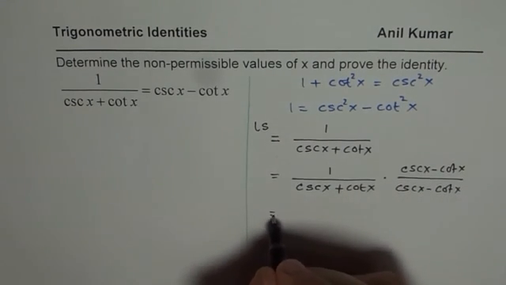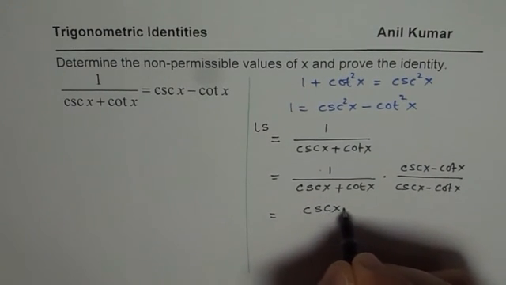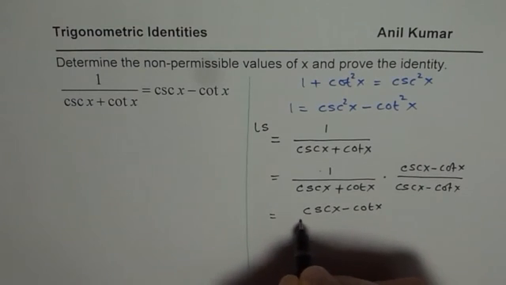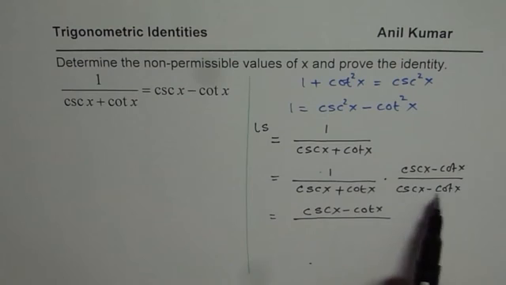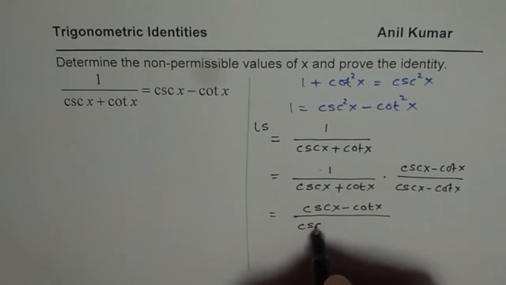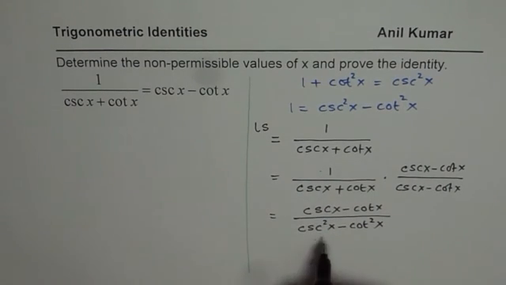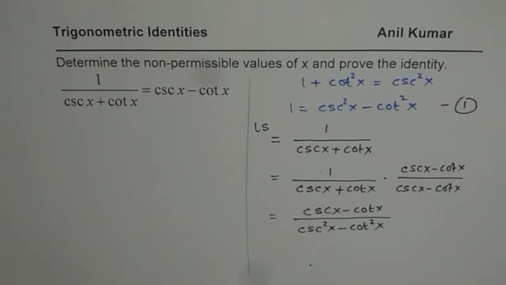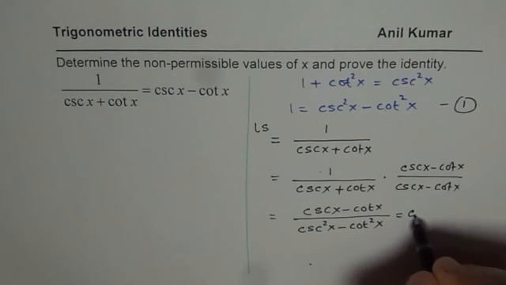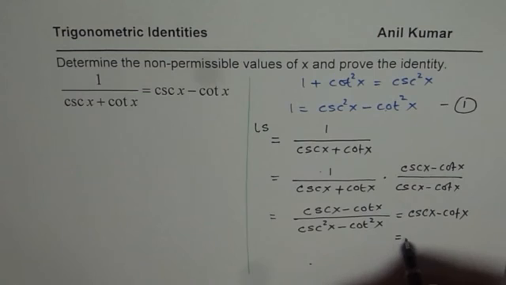When I do that, in the numerator, I get what I need, which is cosecant x minus cot x. And in the denominator, this is a plus b times a minus b, so I get a square minus b square. That is cosecant square x minus cot square x, which we know is 1. And therefore, this is equal to cosecant x minus cot x, and that is the right side.